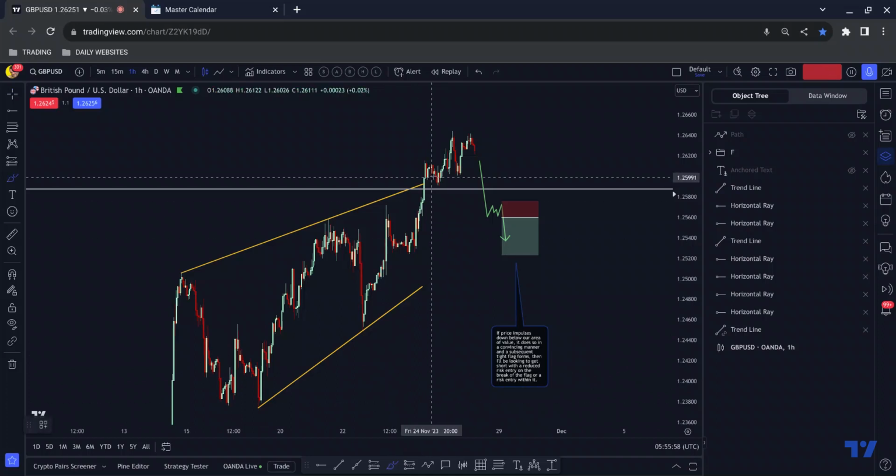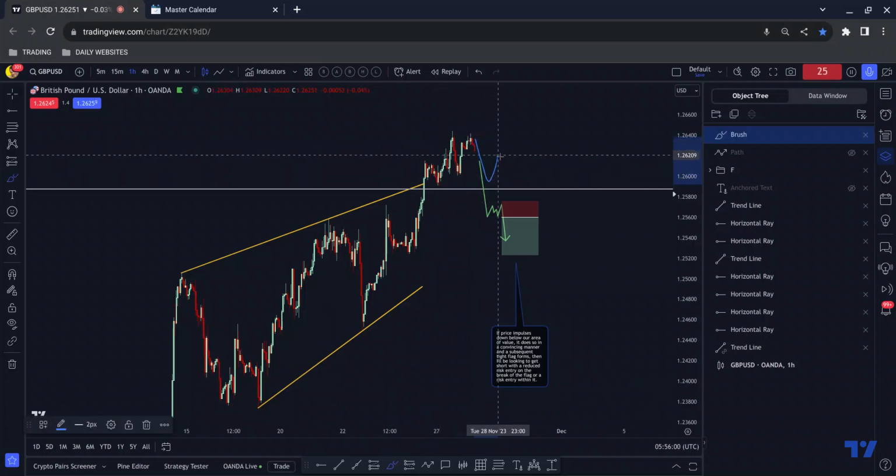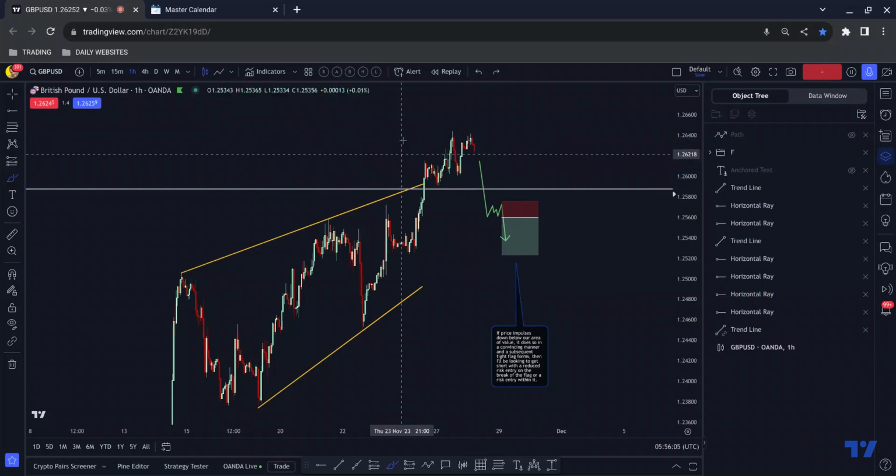I will be looking for a long on this, just to touch on it, if that bull flag does occur, but obviously that would not be ready by the end of the day, which is why I've not put it on as a forecast.